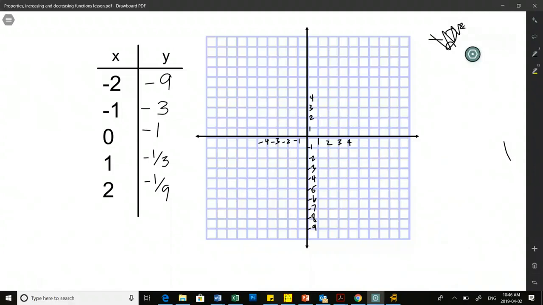Okay, so negative 2, negative 9; negative 1, negative 3; 0, negative 1; 1, negative 1/3; and then we've got negative 1/9, which will be pretty close to the x-axis there.